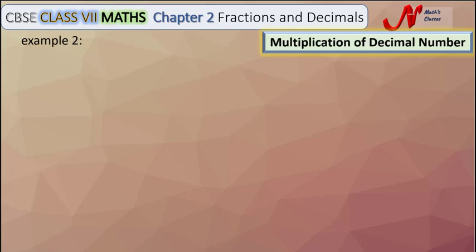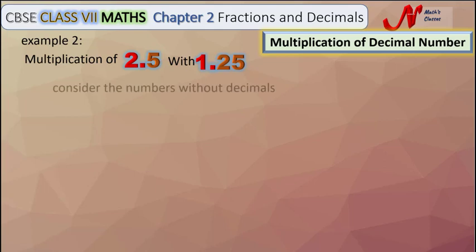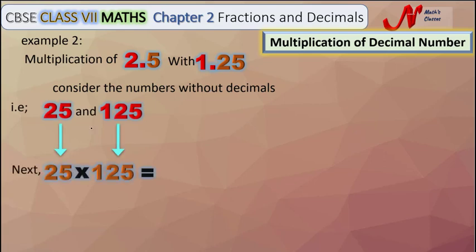Now consider example 2 for the explanation of multiplication of decimal numbers. Here multiply 2.5 with 1.25. First consider the numbers without decimals for the multiplication of the decimal numbers 2.5 with 1.25. That is, we multiply 25 and 125. 25 into 125.